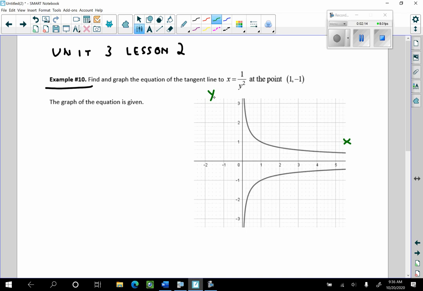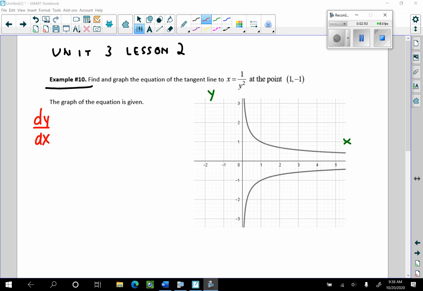So I want to find and graph the equation of the tangent line to x equals y squared. It doesn't matter if I'm looking at a function of x, a function of y, a parametrically defined curve, or a polar defined curve, all things that we're going to talk about down the road. The slope of the tangent line is always dy/dx, always, because y is vertical and x is horizontal, and the slope of a line in XY land is defined as change in y over change in x. So I'm going to find dy/dx, which is the slope of the tangent line.